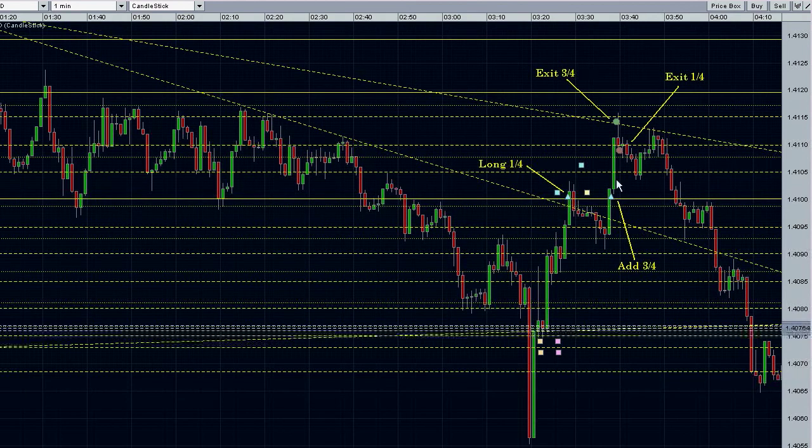And then I take the three-quarters here at this downward trend line, and I left the quarter size on because I kind of had a feeling it would break this upward trend line here, but I wasn't positive on that. So I take the majority portion out, and I just leave the smaller portion on with a trailing stop, and it ends up getting triggered here.